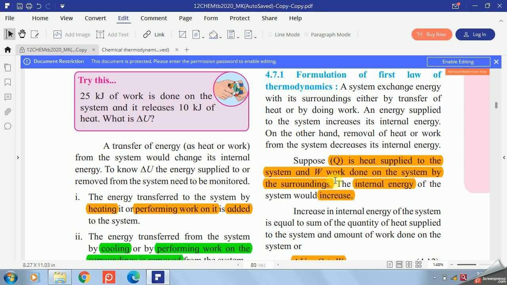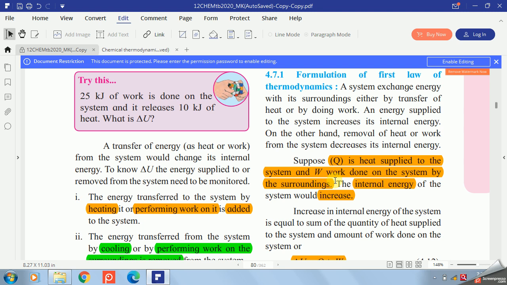So a system exchanges energy with its surrounding either by transfer of heat or by doing work. So as energy is supplied to the system, its internal energy increases. On the other hand, if we remove the heat or work is done by that system, then its internal energy decreases. So two conditions are there. If we supply the heat and work is done on that system, then internal energy increases. And if we remove the heat or work is done by that system on the surrounding, then it decreases the internal energy. So for simplification, let us suppose that Q is the heat supplied to that system and W is the work done on that system by the surrounding, then its internal energy increases.